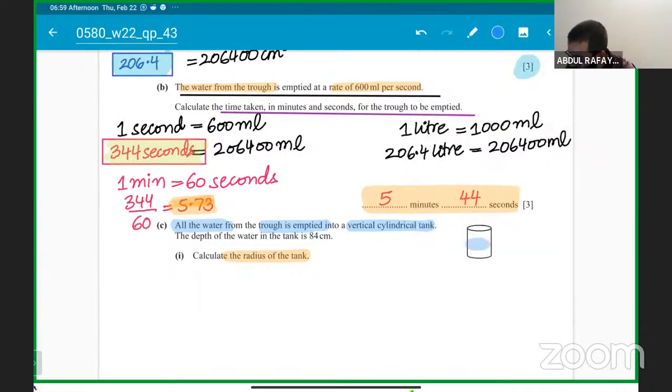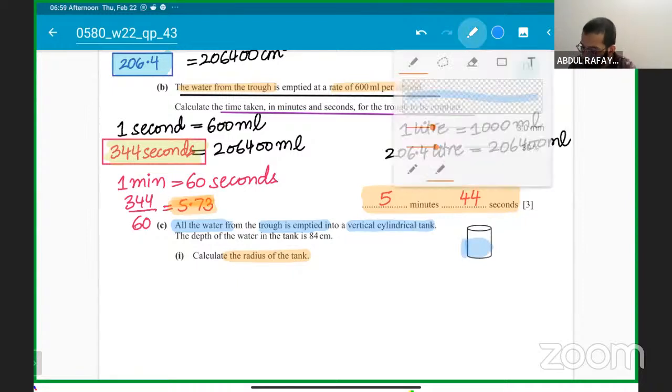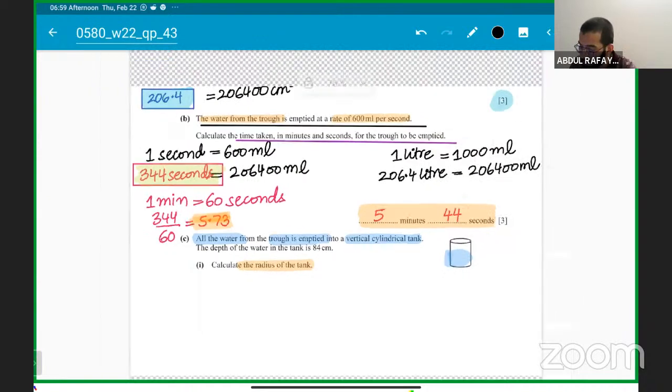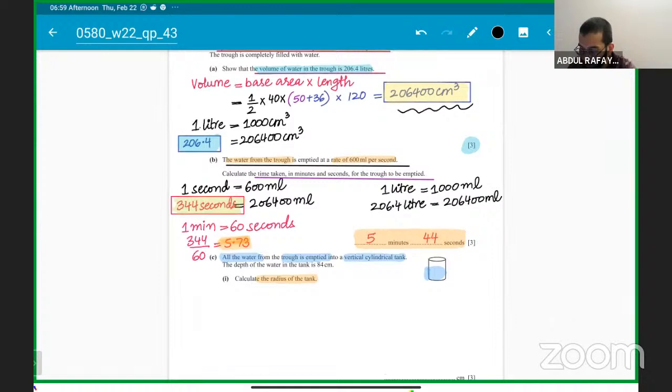Okay. Let us say the depth of the water is now 84 centimeters. What we need to understand is that all the water is being emptied, so the volume remains the same. Is everyone getting it? All the water means the volume remains the same, so you can use the same volume of the cylinder.